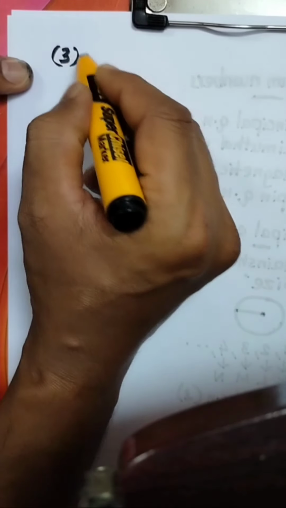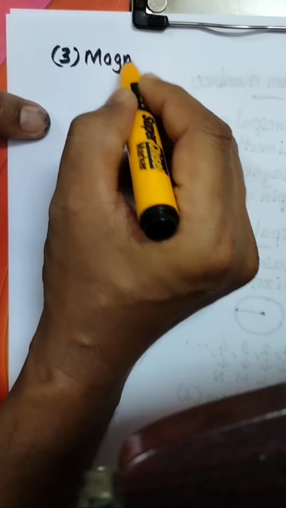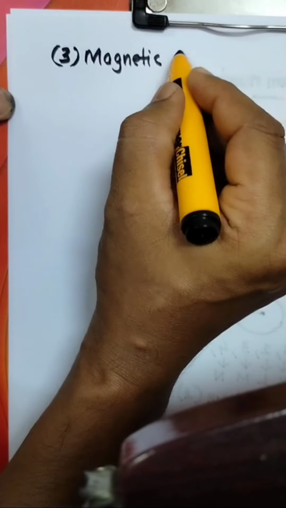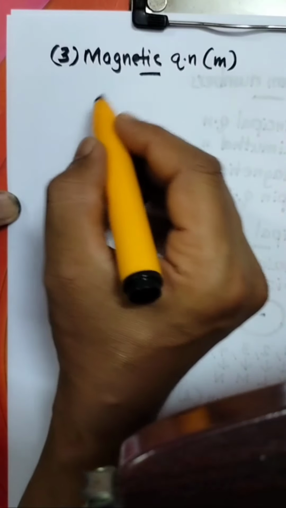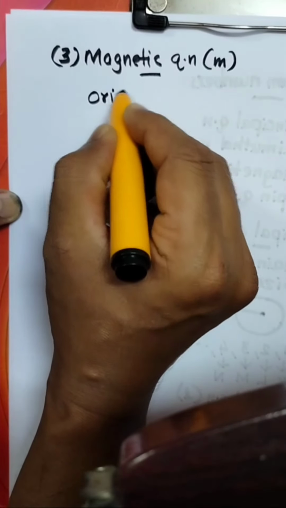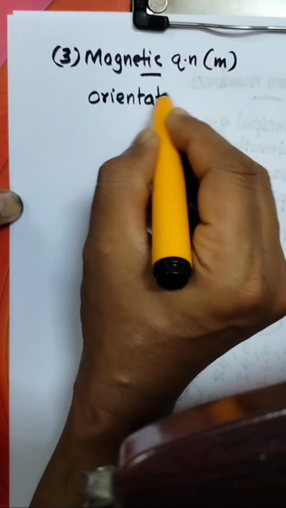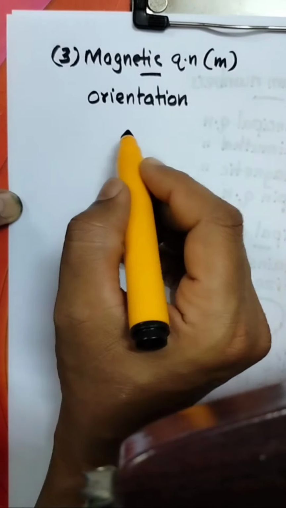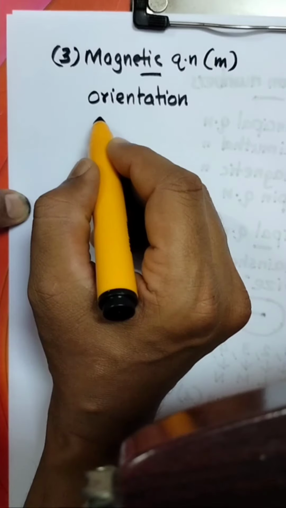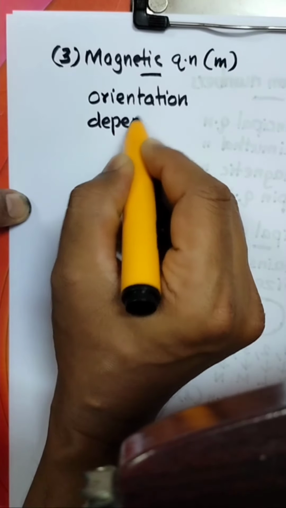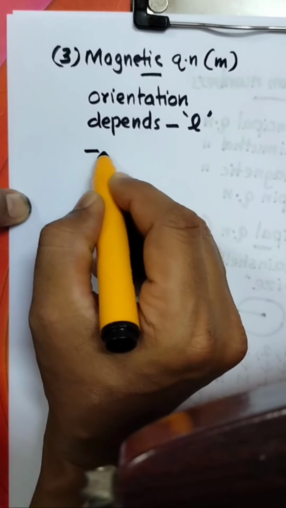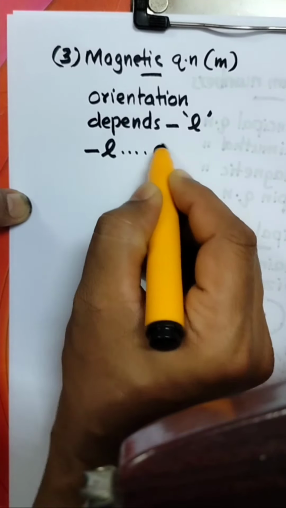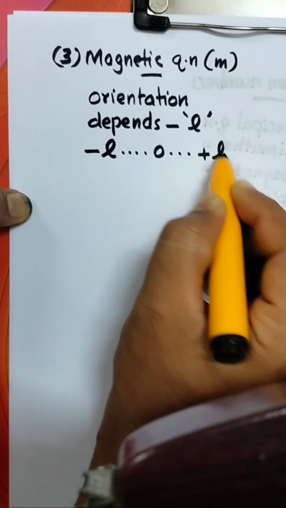Then third quantum number, magnetic quantum number, which is denoted by the letter M. It gives the idea of orientation of orbitals. Its values depend on the value of azimuthal quantum number L, ranging from minus L through 0 to plus L.